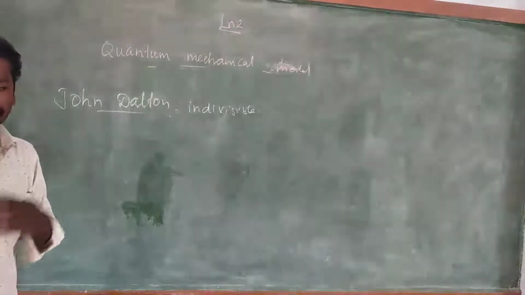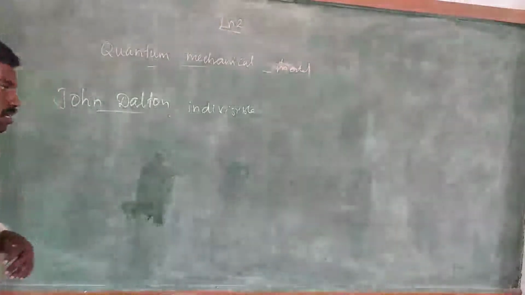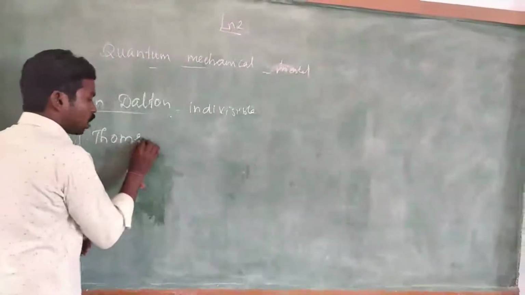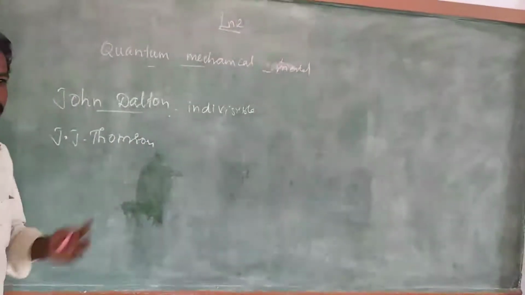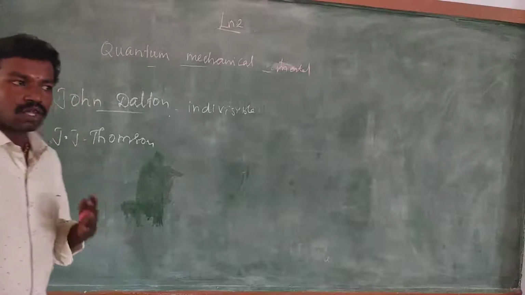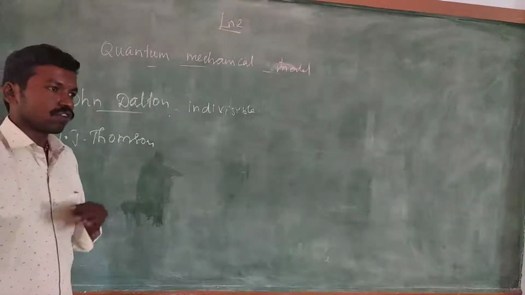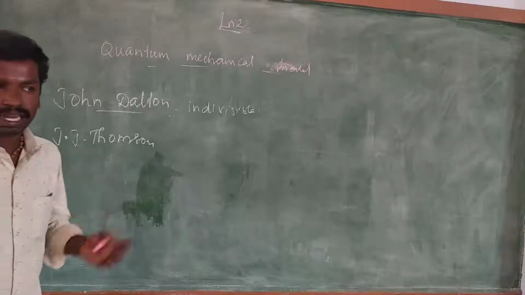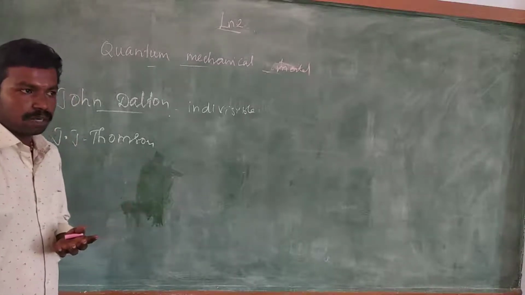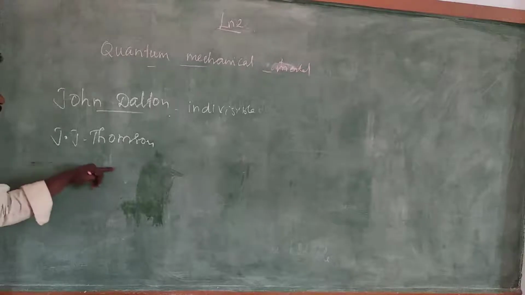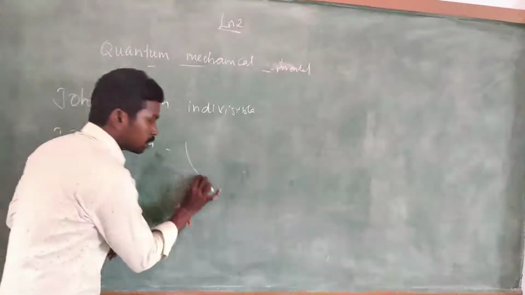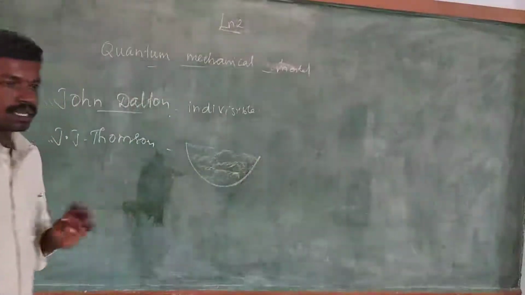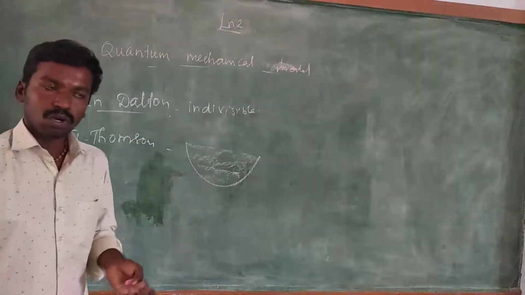But later, another scientist called J.J. Thomson discovered the presence of electron in an atom through an experiment called cathode ray experiment. From that experiment, he found that atoms have electrons, a subatomic particle present in an atom. According to J.J. Thomson, an atom is considered to be a sphere of positive charge. It is similar to a watermelon or guava fruit model.